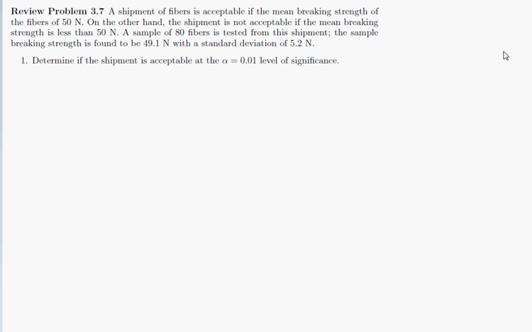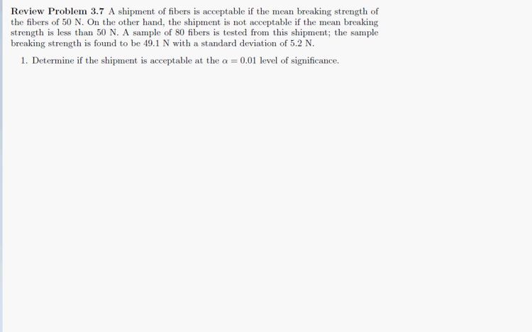Let's take a look at review problem 3.7. We have a shipment of fibers that is acceptable if the strength is 50 newtons, but it's not acceptable if the strength is less than 50 newtons. We test 80 fibers, and the mean breaking strength is found to be 49.1 newtons, with a standard deviation of 5.2. First, determine if the shipment is acceptable at the alpha equals 0.01 level of significance.